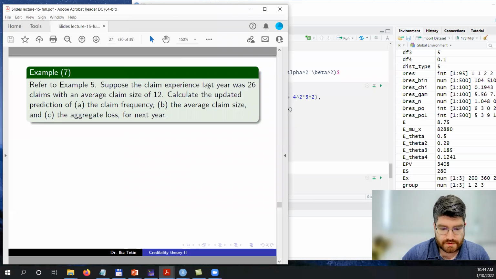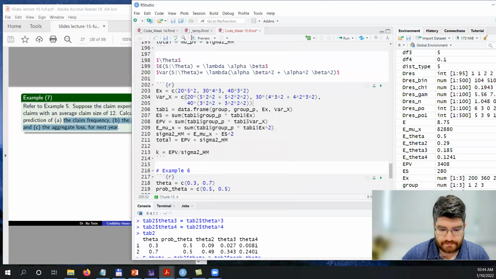And again, our example 5 is the complex example for which we were calculating these tables. And suppose the claim experience last year was 26 and the average claim size 12. So we need to calculate those three values. Let's do that.